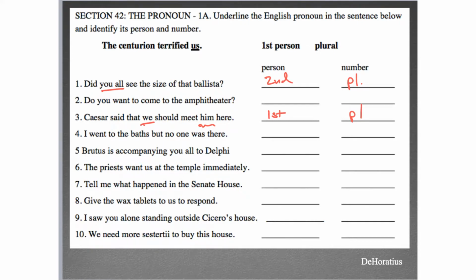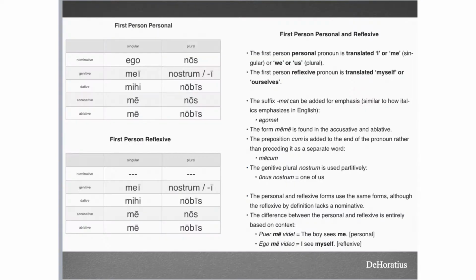All right, so I will leave the rest for you to do, and obviously email me if you have any questions on those pronouns. So here are the forms of the first person in Latin, and of course you've got the singular here and the plural here.